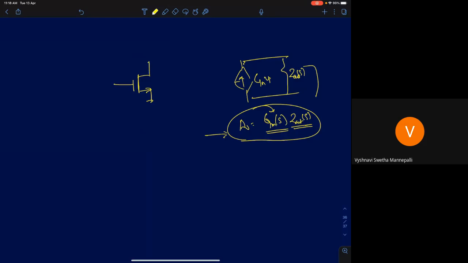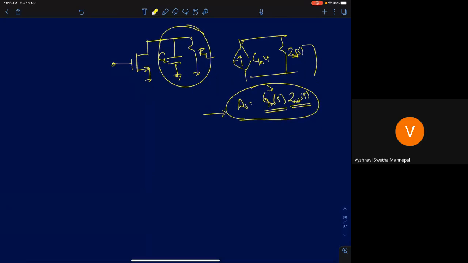We took an example of a common source amplifier. We considered a load resistance RL. In the first case, RL in parallel with CL is an impedance combination. So this is Z of s, which you can treat as Zout of s. I'm ignoring lambda, equal to 0, which means r0 is infinity. I'm ignoring channel length modulation.